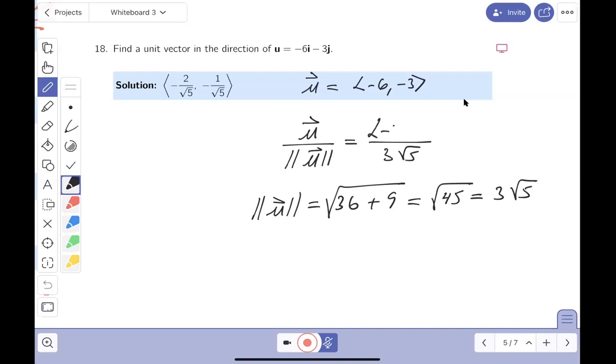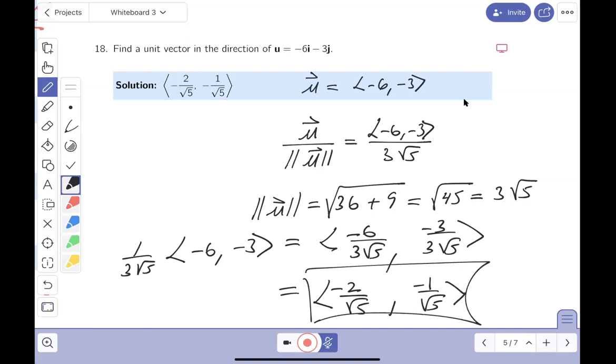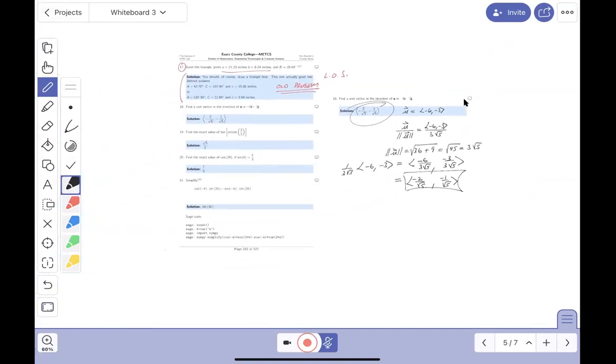And what's U? Minus 6, minus 3. I want to point out that's a scalar multiple. So it's 1 over 3 root 5 times minus 6, minus 3. Let's do that. What do you get? Minus 6 over 3 root 5, and minus 3 over 3 root 5. And I'm going to reduce it. What do you get over there? You would get minus 2 over root 5, and minus 1 over root 5. Not bad. All right, that was 18.